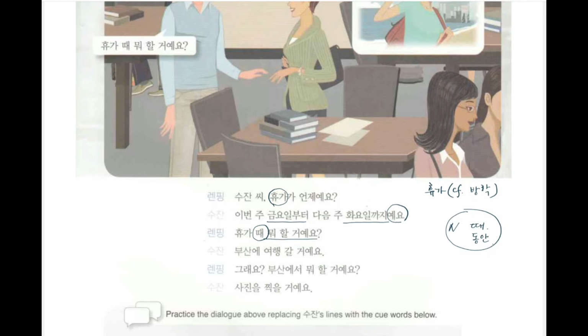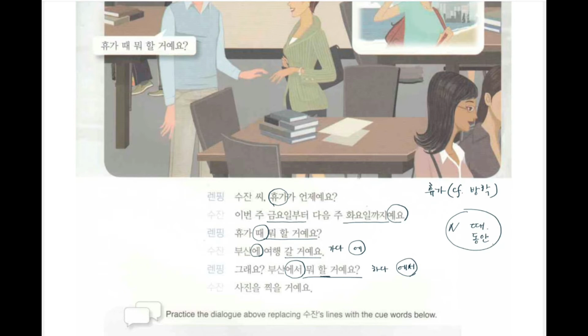부산에 여행 갈 거예요. I will go traveling to where? 부산. 그래요? Is that so? 부산에서 뭐 할 거예요? What will you do at 부산? Please note that we use different location marker here. Why? Because we use different verb. So 가다, you always need 에 for the location marker, isn't it? However, the rest of the verbs, for example, 하다, the location marker, you need 에서.